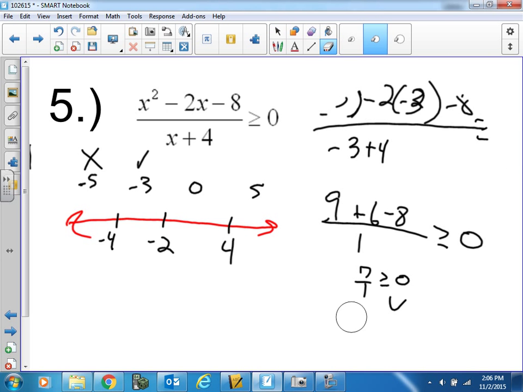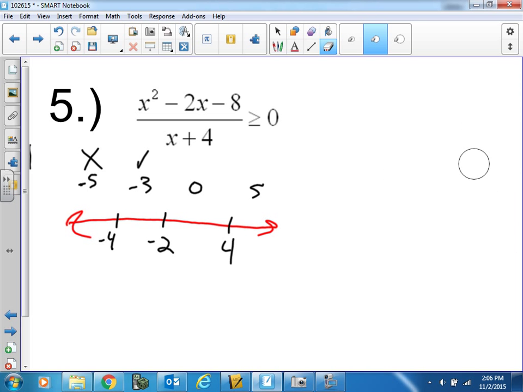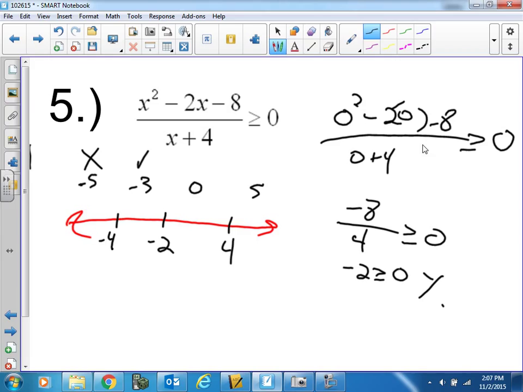All right, now we're going to check 0. 0 is always an easy one to check. So that should go quickly. All right, plug in 0. So we have 0 squared minus 2 times 0 minus 8 all over 0 plus 4 is greater than or equal to 0. So we have negative 8 on top and 4 on the bottom, greater than or equal to 0. Well, a negative divided by a positive gives us a negative. And that is no, that is not true. So that interval does not make it true.